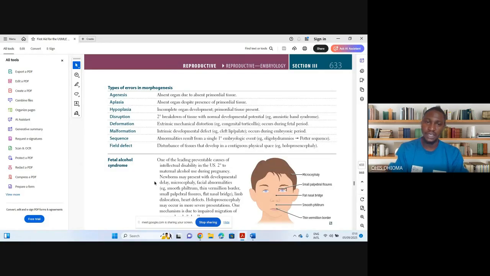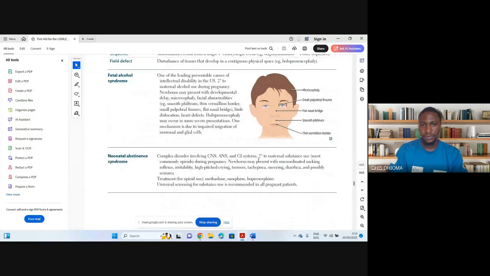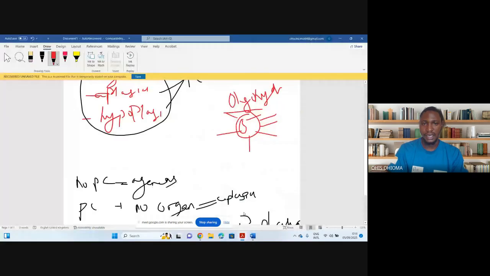So you guys need to know the example for the steps. They are very, very important for you to know, right? So I'm going to talk about fetal alcohol syndrome and explain what happens.